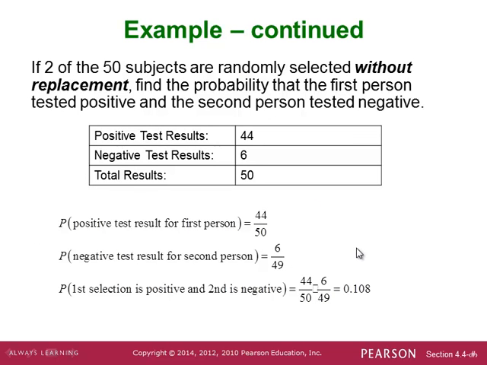But again, because of the fact that our sample size is small compared to the population size, if you were to do 44/50 times 6/50, your answer would be very close to this 0.108. So don't sweat it too much when your sample size is small compared to the population size.